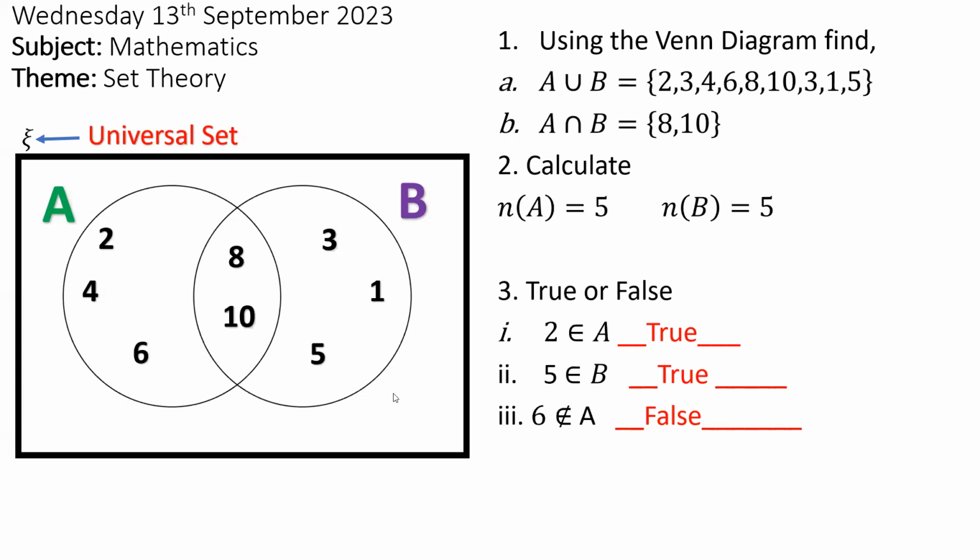Very good. And for the second one, we also have it as true. 5 is an element of B. Why is that right? Because it's in the circle that's labeled B. Very good. And then we have 6 is not an element of A. Why is that false? Because 6 is in the circle that is labeled A. Therefore, it is an element of A. Very good. Okay, good.